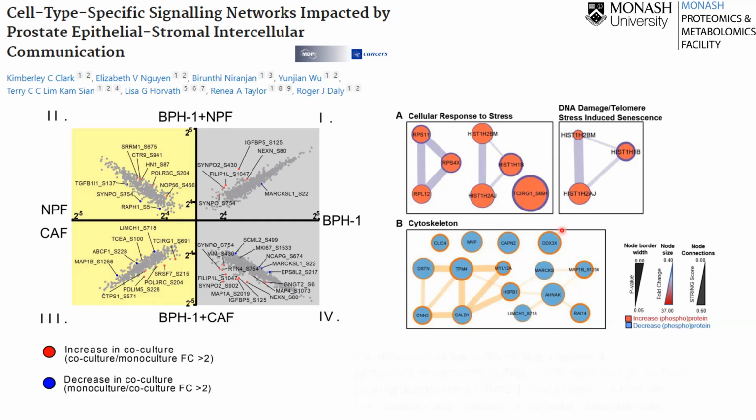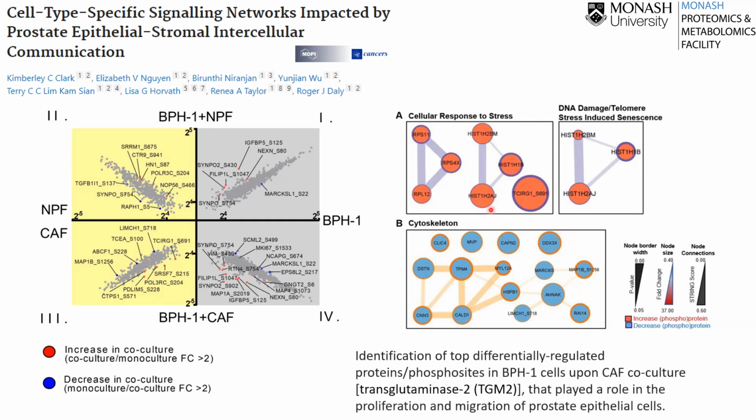by integrating all these analyses together for this study, this led them to identify some top differentially regulated proteins and phosphosites, and one of them is TGM2, which plays a role in the phosphorylation and migration in prostate cancer epithelial cells, and those pathways or targets can be used to develop a therapy for precision medicine.